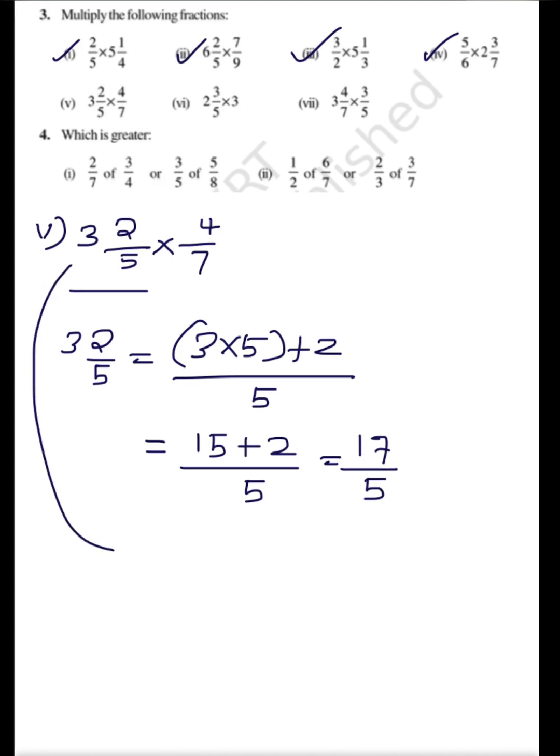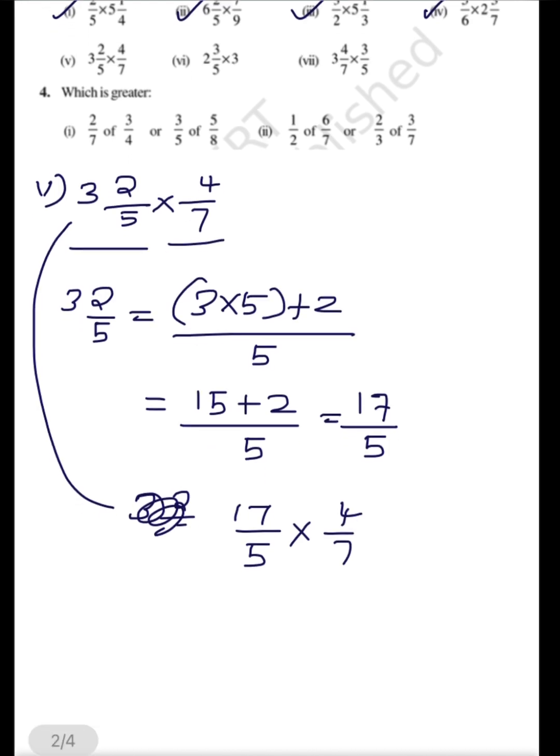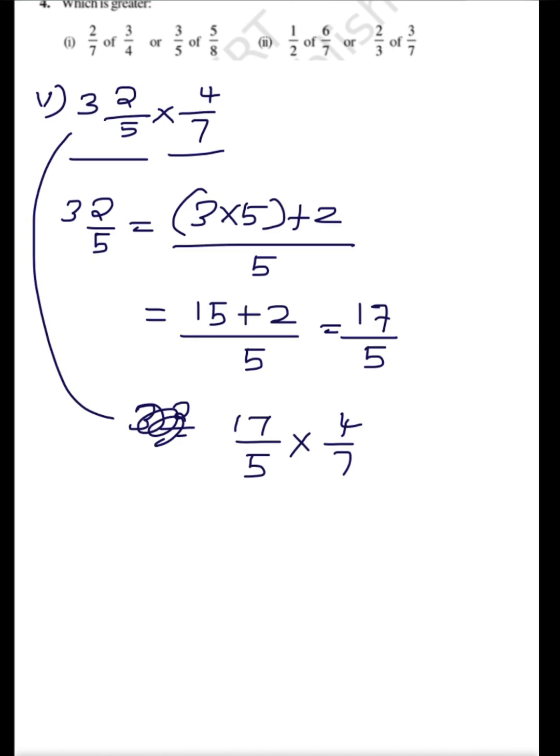Now our question is 3 2 by 5 into 4 by 7. So instead of 3 2 by 5, you can write it as 17 by 5. We have converted it. So 17 by 5 into 4 by 7. Now in order to do this, you have to just multiply the numerators together, that is 17 into 4, by the denominators together, that is 5 into 7.